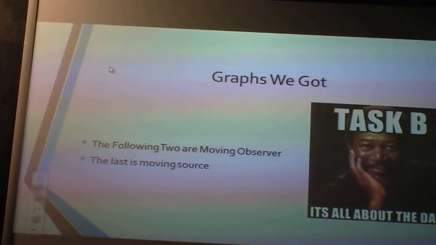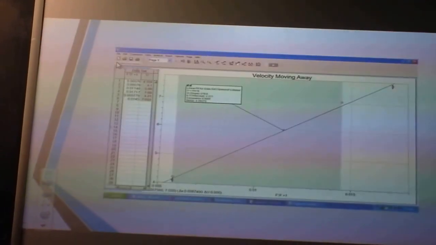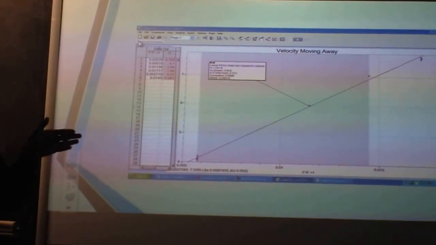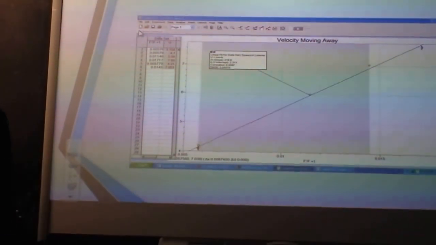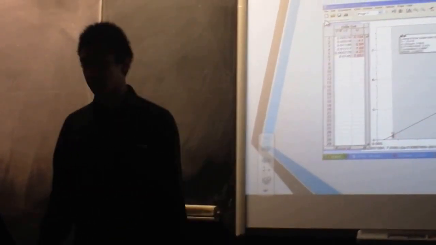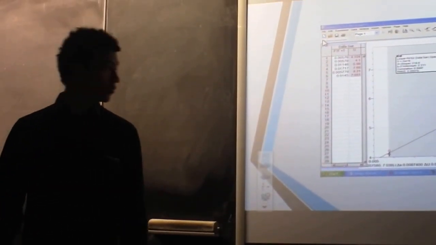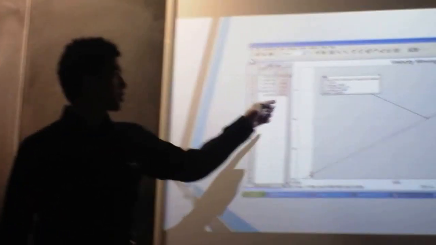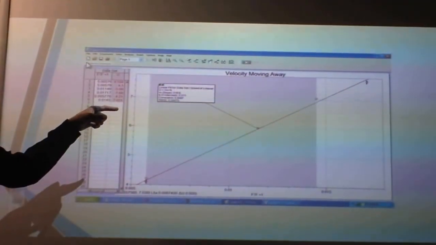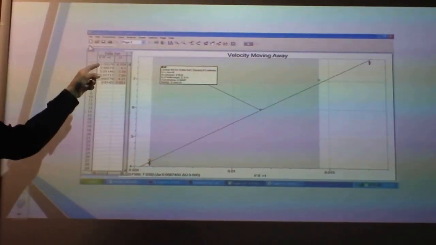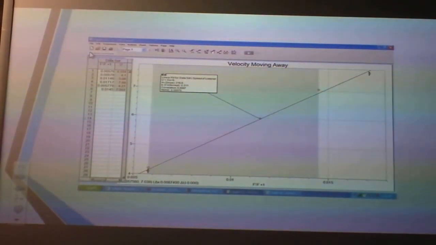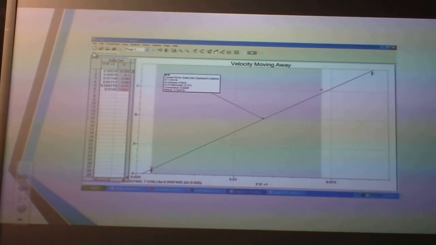Alright, here are some graphs we have. We actually got really close to the speed of sound, in my opinion. For this graph, which was the listener moving away from the source, our slope actually got to be 318.6 meters a second. On the y-axis we have u, which is the speed of the observer, and on the x-axis we have f prime over f plus 1, which is just the part of the equation that you need to get.